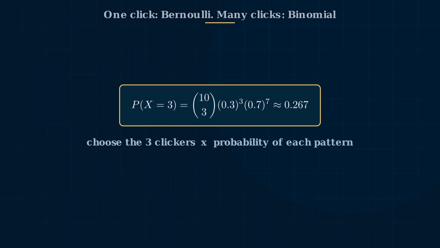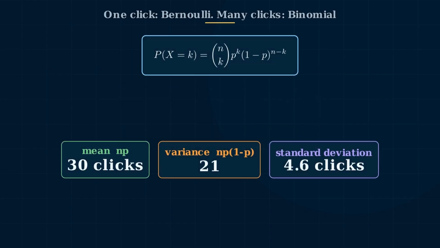The full formula is P of X equals k, n choose k, p to the k, times 1 minus p to the n minus k. Its mean is np, and its variance is np times 1 minus p. So among 100 visitors, we expect 30 clicks with a standard deviation of about 4.6.